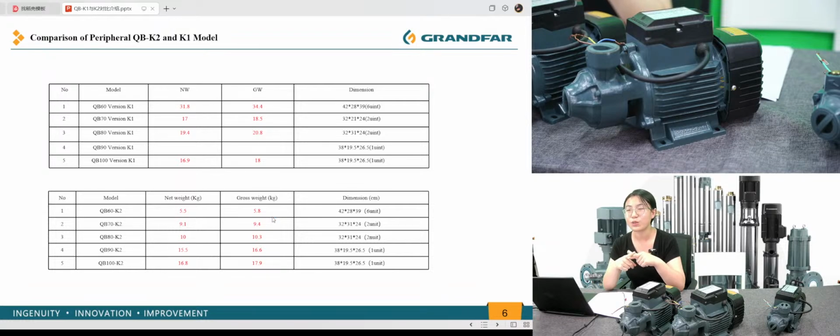We can conclude that the reduced weight makes the whole pump easier to carry, and it's convenient to work with. Imagine if you take a heavier pump to work, it's very tiring. So if you use our new product, the lighter pump, in the farmland or in industries, it can be very convenient.